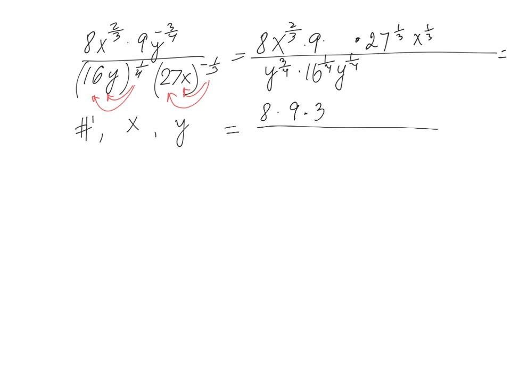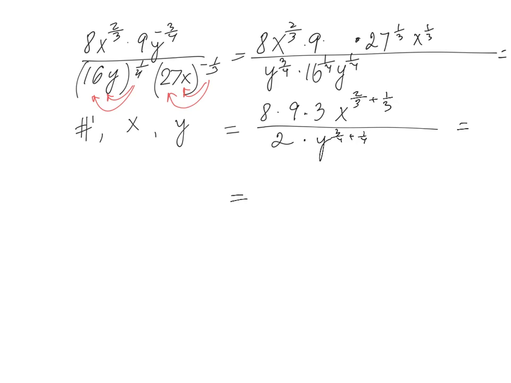And I have, it's not 16, it's 16 to 1/4 in the denominator. So this is the 4th root of 16, which is 2. Okay, we used all the numbers. We'll simplify it all in a moment. Now let's look at the x's. So x on top, we have x to 2/3 and x to 1/3. So because they're powers of the same base, we can just add exponents. And finally, we have a couple y's on the bottom. And again, we just add exponents, 3/4 plus 1/4.